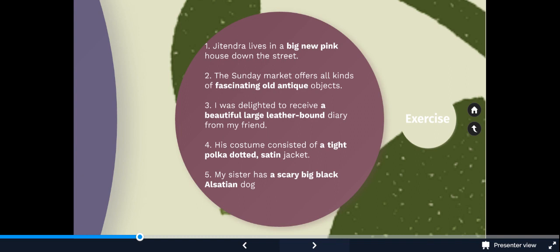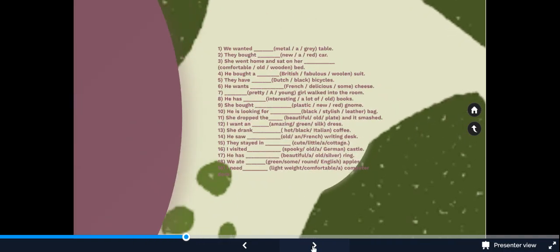Fourth one: His costume consisted of a tight polka dotted satin jacket. Jacket is the noun here, and a, tight, polka dotted, satin are the adjectives. A is a determiner, tight shows the opinion of the person, polka dotted satin is material. My sister has a scary big black Alsatian dog. A is a determiner, scary is opinion, big is size, black is color. Alsatian is the breed of the dog.